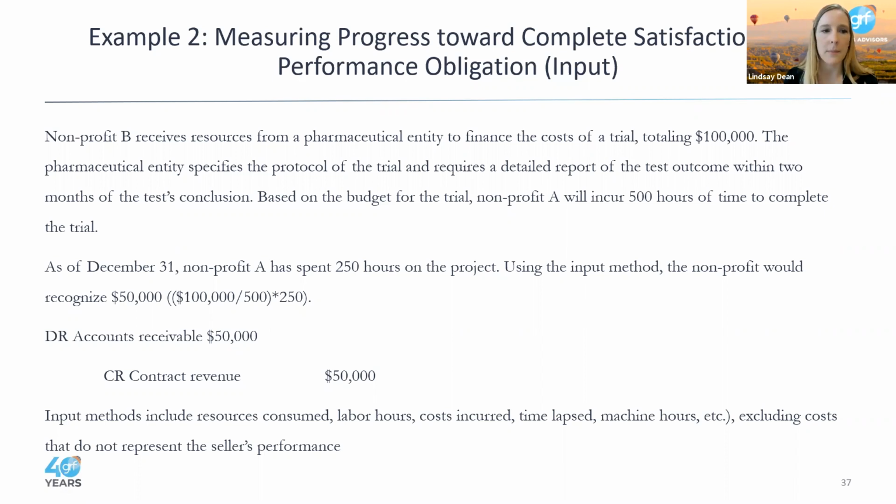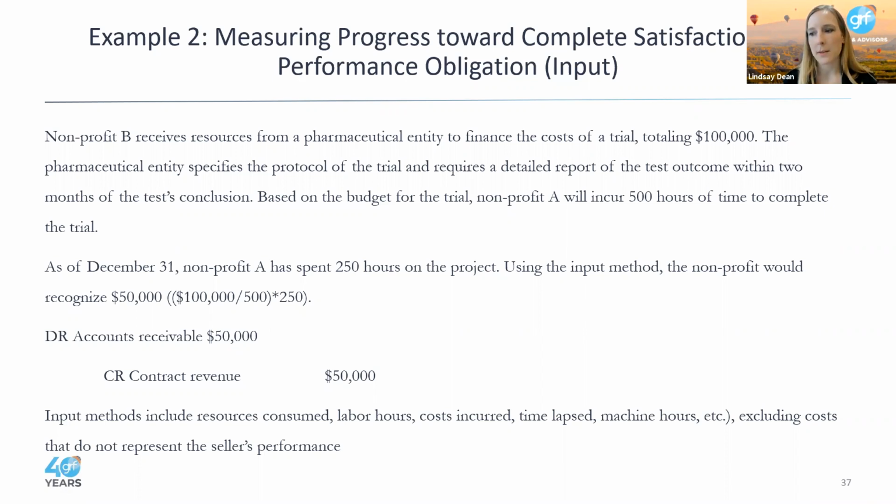So we've got a nonprofit that's receiving some money from a pharmaceutical entity to do a trial for $100,000. And the budget for the trial is based on labor hours, a total of 500 hours to complete this trial. So in this example, the nonprofit is looking at the input method. They've determined that that is a direct relationship with the progress towards the performance obligation. And so at the bottom, you can see some examples of input method inputs. So labor hours, maybe costs incurred, things like that are pretty common, I would say, for nonprofit organizations.